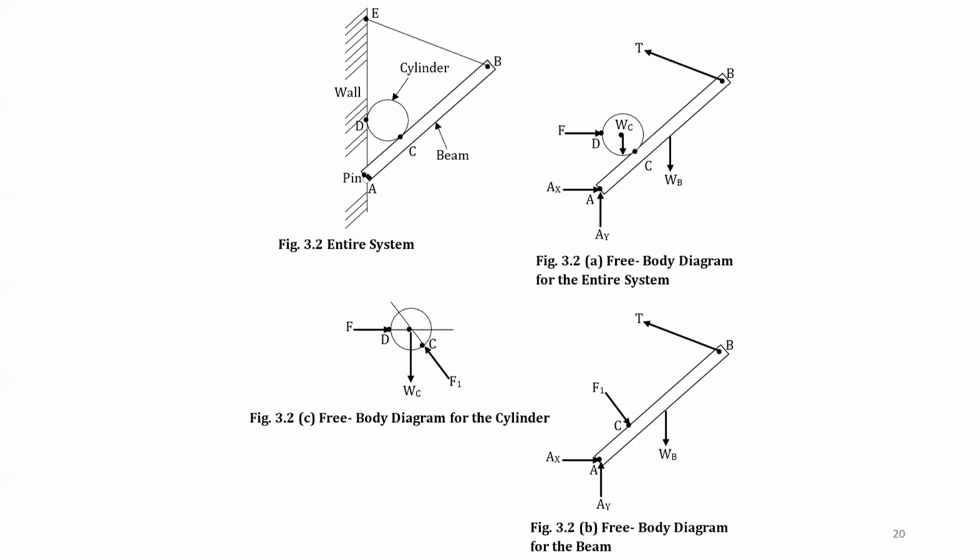If you look at it carefully, this beam is fixed at the point A. And at the point A, the type of supporting system there has been labeled as a pin support. At point C, the cylinder is in contact with the beam. At point D, the cylinder is in contact with the wall.